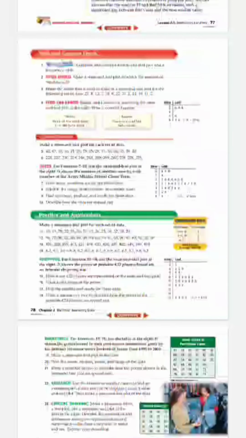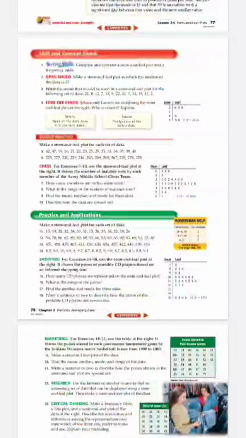Skill and concept check. 1. Writing math. Compare and contrast a stem and leaf plot and a frequency table. 2. Open ended: make a stem and leaf plot in which the median of the data is 25. 3. Write the stems that will be used in a stem and leaf plot for the following set of data: 21, 8, 20, 7, 18, 9, 22, 31, 1, 14, 19, 11, 2.